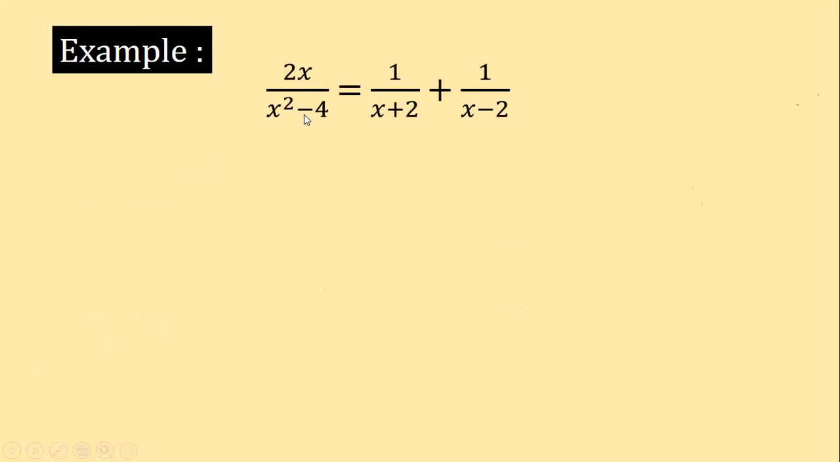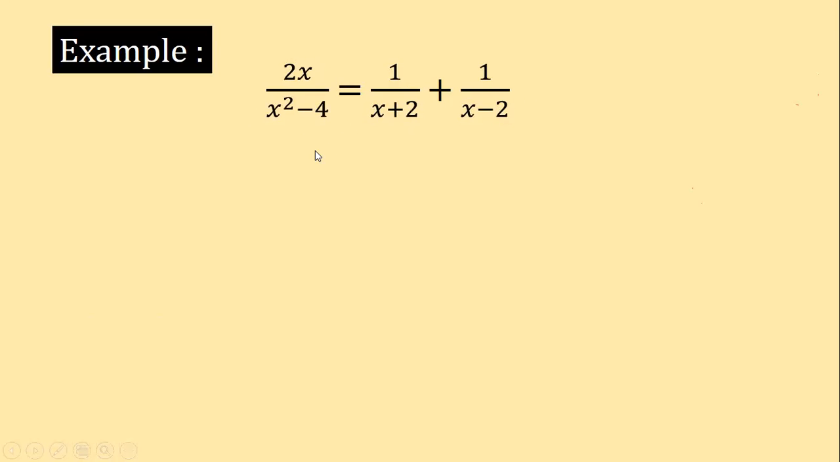Here 2x by x square minus 4 is written as 1 by x plus 2 plus 1 by x minus 2. So what is the equation I have given here? 2x by x square minus 4 is split into a sum of two fractions. It is our f of x by g of x, and I am writing it as a sum of two fractions. The first fraction is 1 by x plus 2, and the second fraction is 1 by x minus 2.